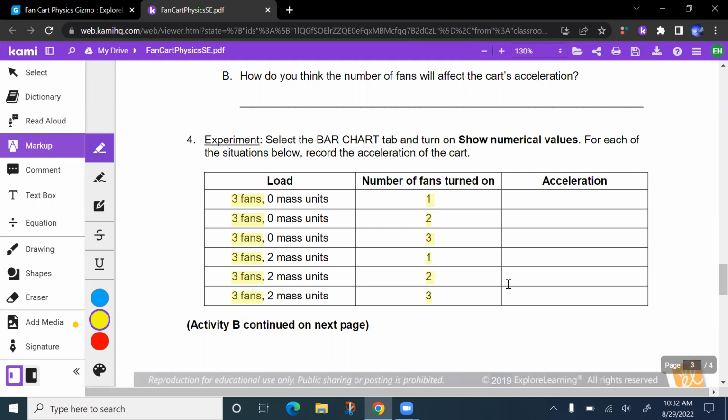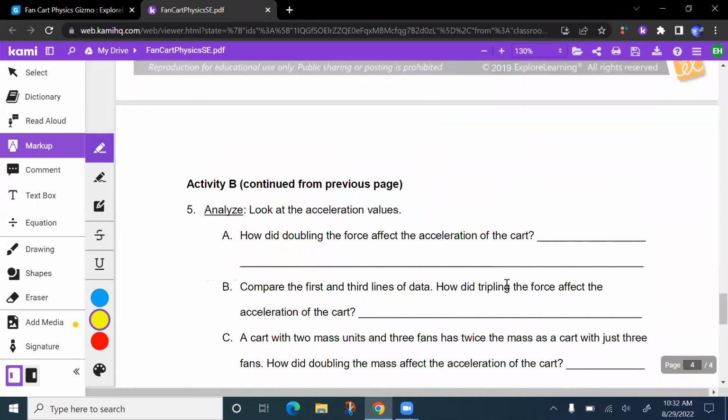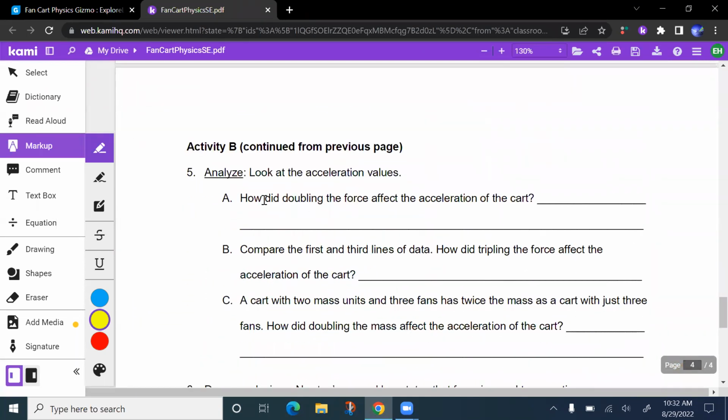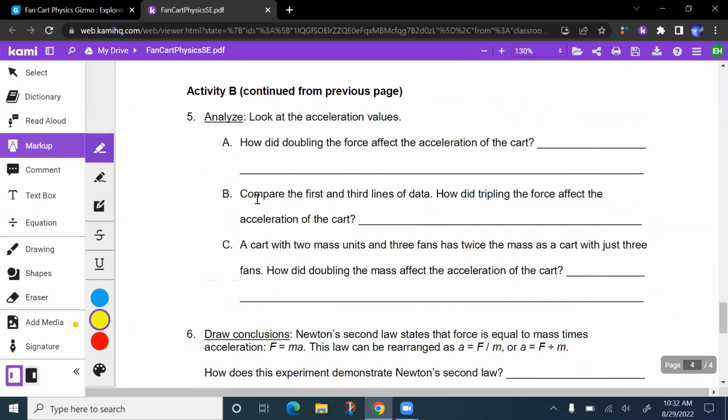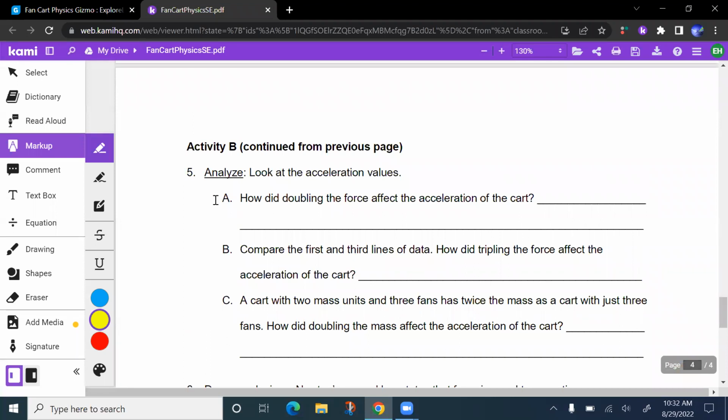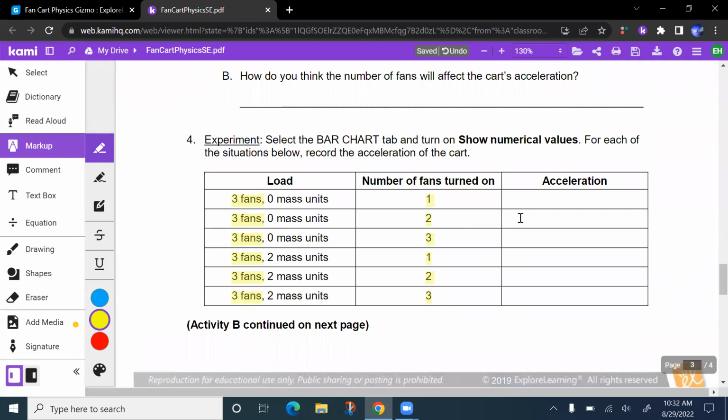Okay, let's take a look at some results. Part 5. You're going to have to look at your data table to answer questions 5. Part A. How did doubling the force affect acceleration? I'll give you a hint. Take a look at the second trial with 2 fans turned on as opposed to the first trial with only 1 fan turned on.